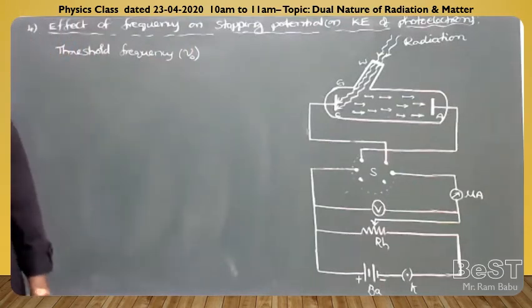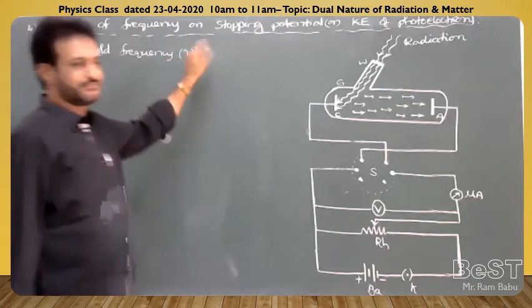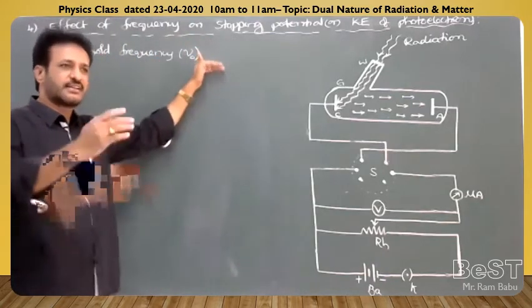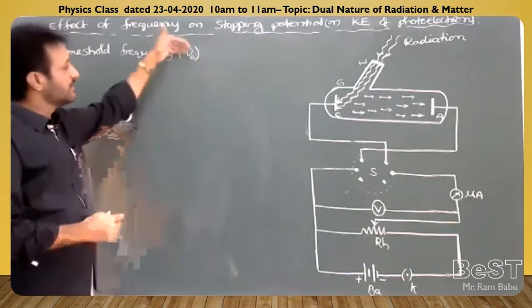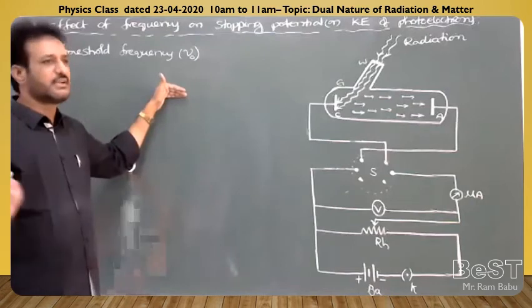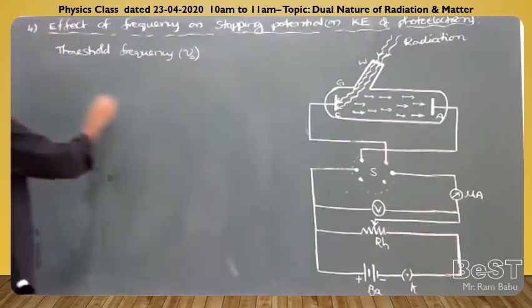We can denote it with the symbol nu naught, the threshold frequency nu naught. Above this threshold frequency, electrons will come outside. But below this threshold frequency, whatever the intensity of the light, no electrons will come outside and no current passes. But one more thing we can write here.